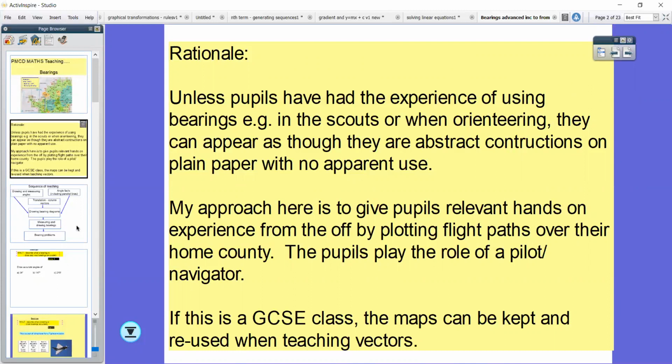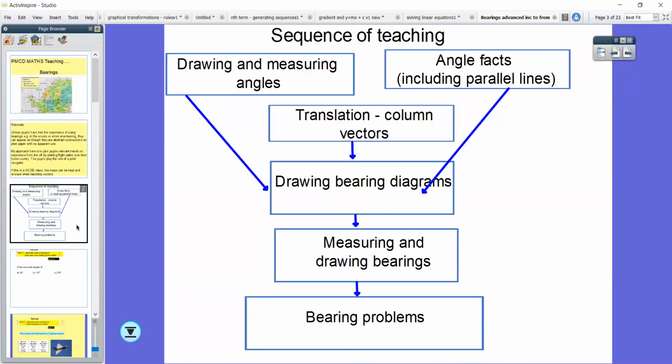Sequence of teaching. Okay, as you can see there, it's not hierarchical in that way, but I would expect drawing and measuring angles accurately. In fact, we're going to need that a little bit later on with problem solving and translation, the column vectors that we use when we do translation, and actually how we can express bearings as vectors as well. That's more of an extension task, but it gives us scope to go somewhere with that.